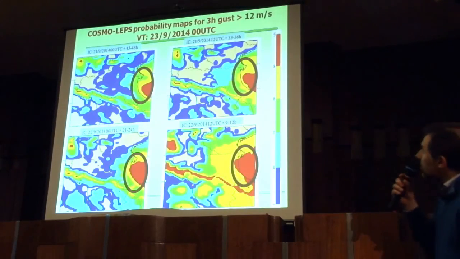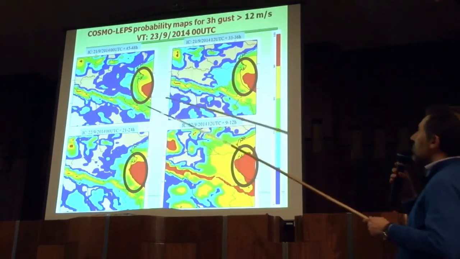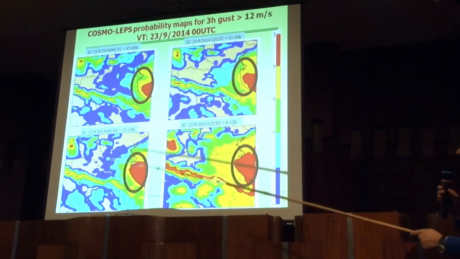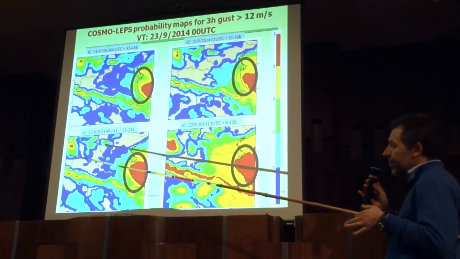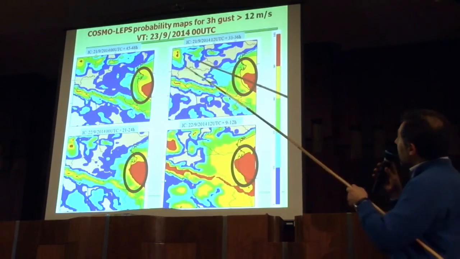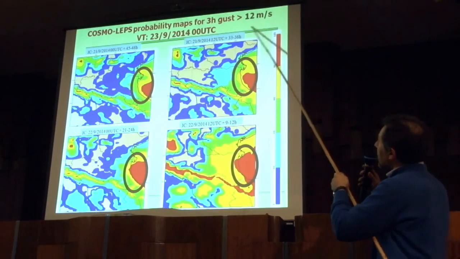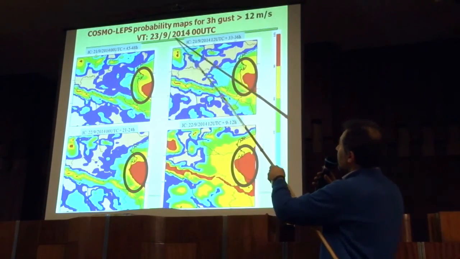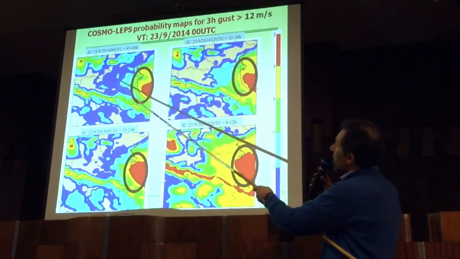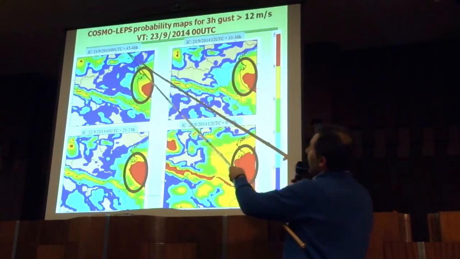And what we try to notice here is that we can look at the consistency of the signal in different runs of Cosmolab. So here I'm looking at one particular event. Probability of 3-hour gust exceeding 12 meters per second. And I look how this event is predicted for the 0Z of the 23rd of August. We can see this is a long-range forecast. Forecast started the 21st, 0Z, a past 2-day forecast.